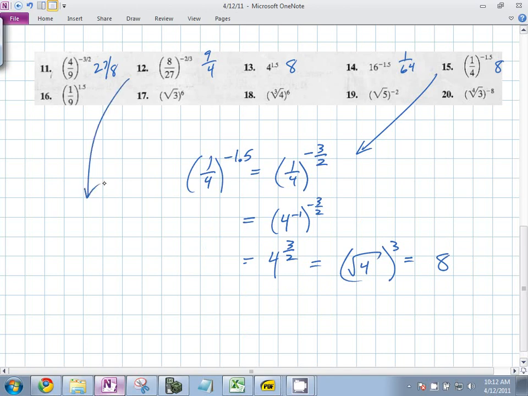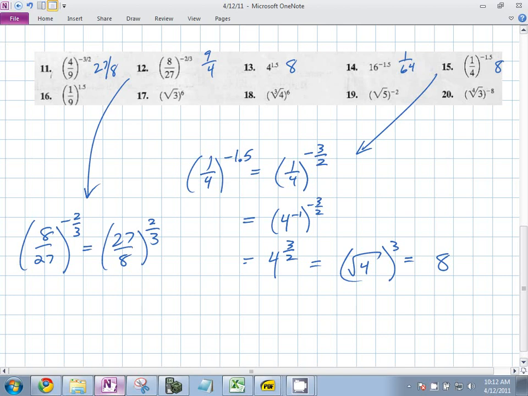Number 12. 12, okay. So 8 over 27 to the negative 2/3. How could you get rid of that negative sign really easily? What could you do to the fraction on the inside? Flip it, yep. That's 27 over 8 to the 2/3 power. What does to the 2/3 power mean? Can someone say that out loud? No, it's the third root. It's not square root, that's only when you take the square root.